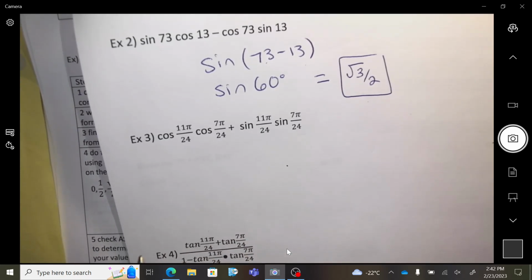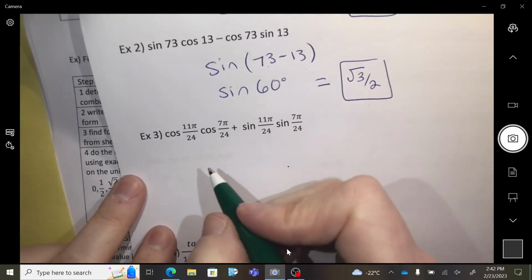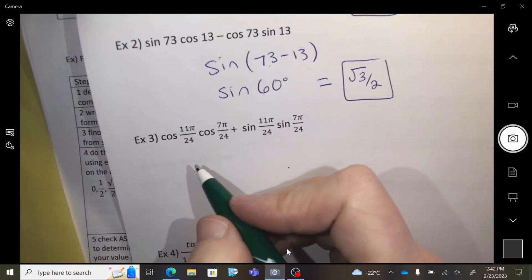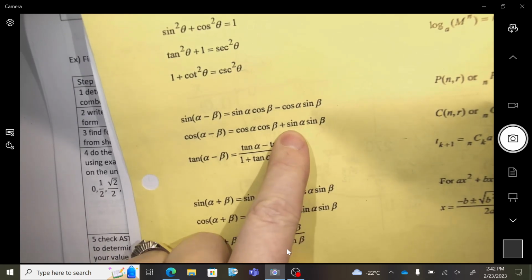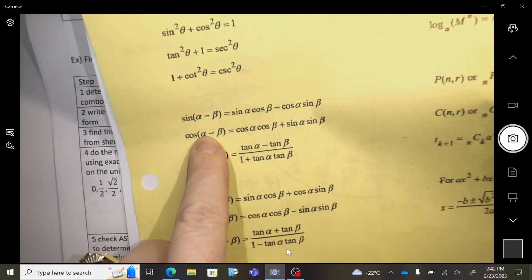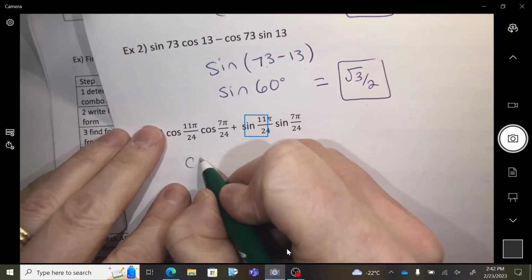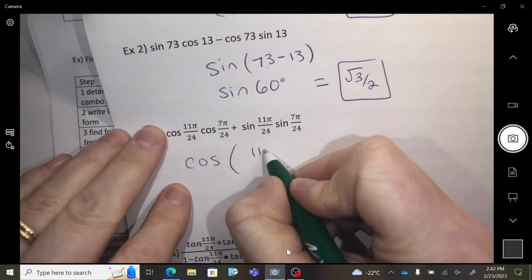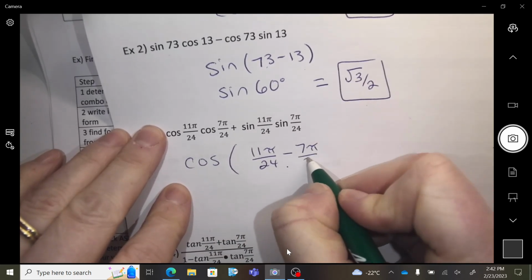Okay, find me a formula. Cos cos plus sine sine. Did you find me something? Cos cos plus sine sine. So that is the cos of A minus B.